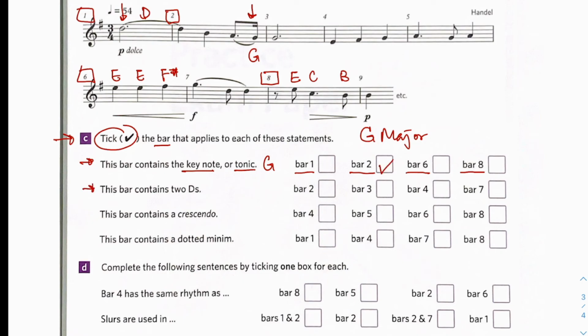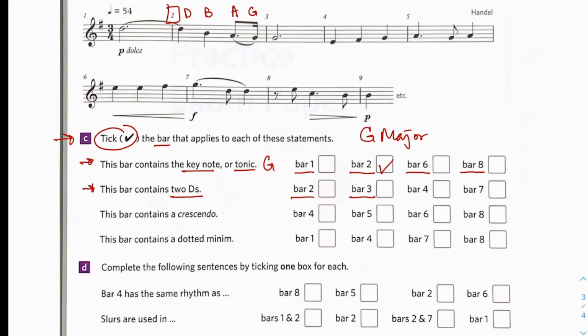Next, this bar contains 2 Ds. So let's erase everything first to make it clean. Let's start with our first choice, bar number 2. Here we have a D, B, A, and G. There is only one D, so it's not correct.